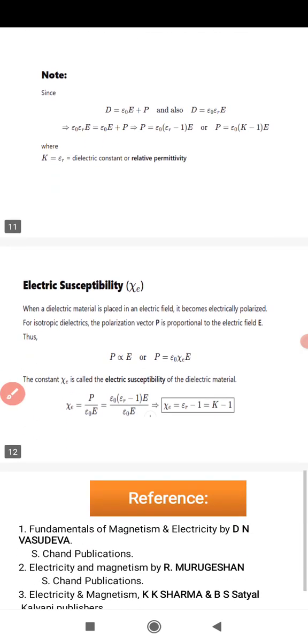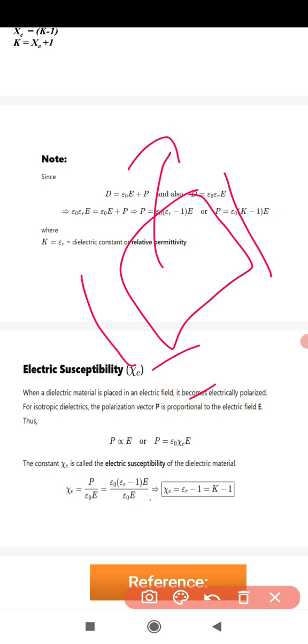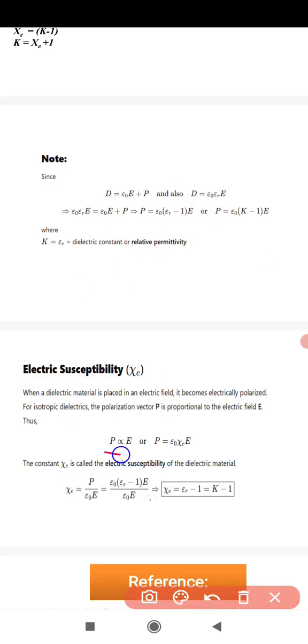Next, we get a new term, that is electrical susceptibility. Chi E is defined as follows: when a dielectric material is placed in an electric field, it becomes electrically polarized. When a dielectric is placed into a capacitor, it will be in an electric field and it produces an electric polarization. In isotropic dielectrics, the polarization vector is proportional to the applied electric field. Polarization depends on the applied electric field intensity. For this proportionality, a constant term is added, epsilon naught into chi E. So chi E is the electric susceptibility term.